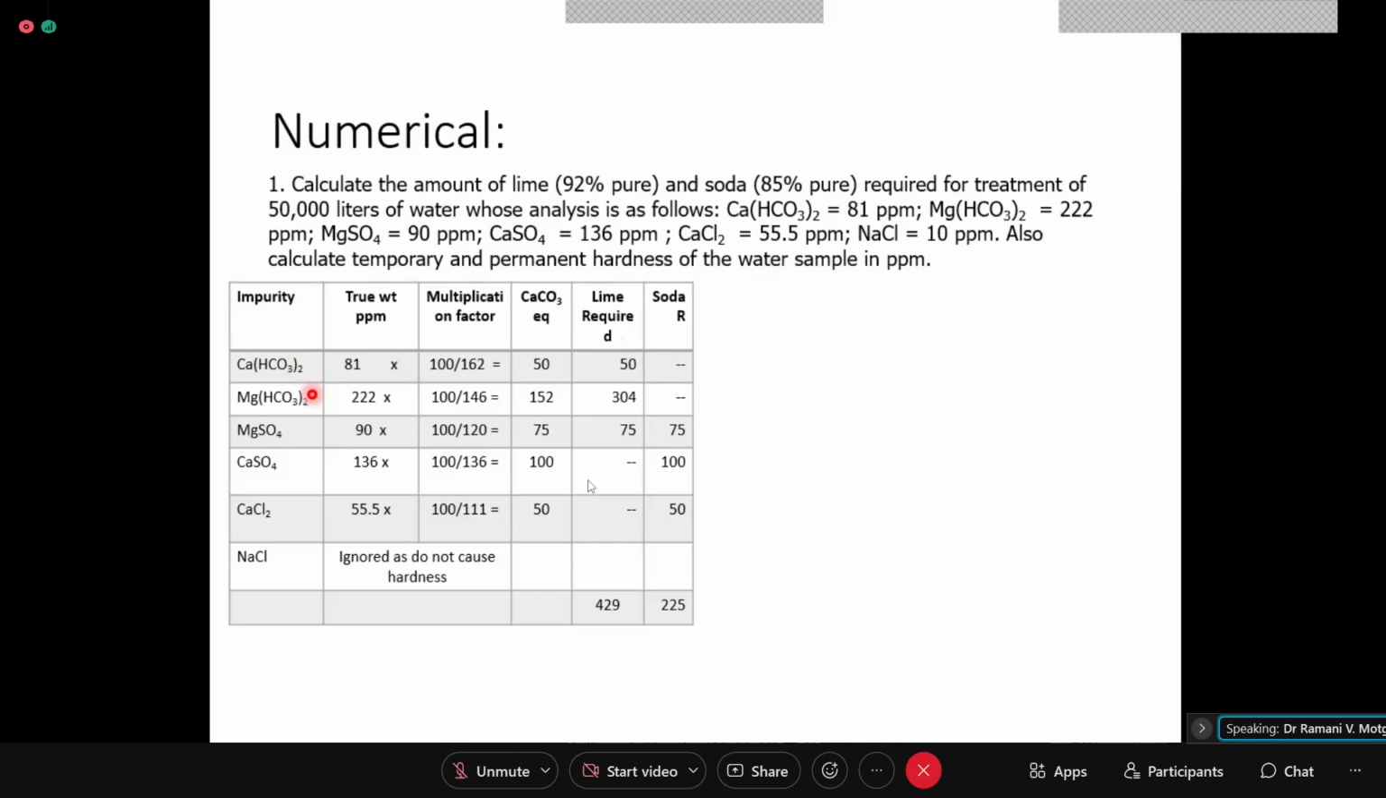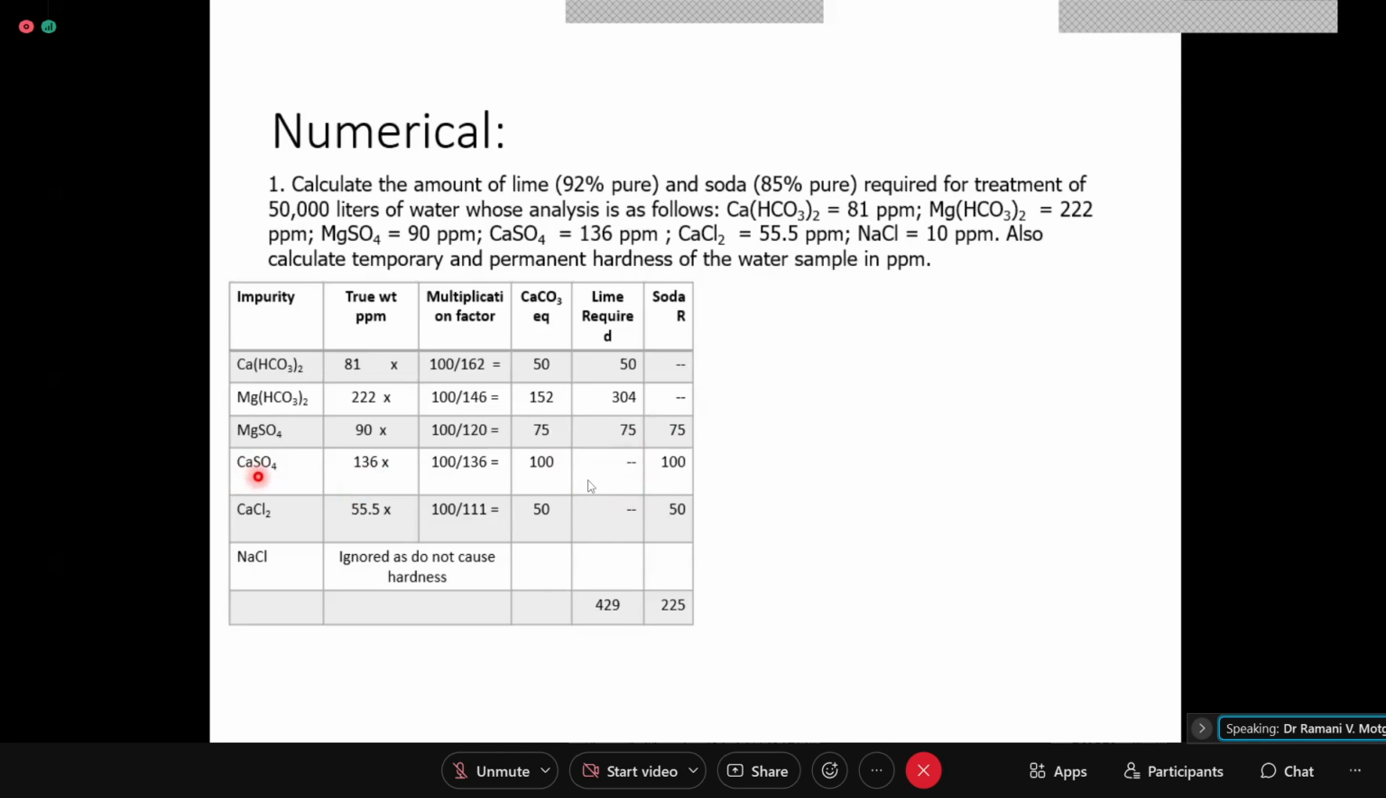Whereas these two temporary hardness, which are totally removed by the lime, here we don't write anything in the soda required column, we write nil or dash, right? So this is the temporary hardness removed completely by lime, and there is no calcium permanent incorporated which will require soda. That is why it is written dash here. Then magnesium permanent requires lime for its removal as well as soda, because when lime is added to remove this, calcium is added. So that calcium is removed as calcium permanent by soda here. Then calcium permanent hardness does not require lime for its removal, so a dash here.